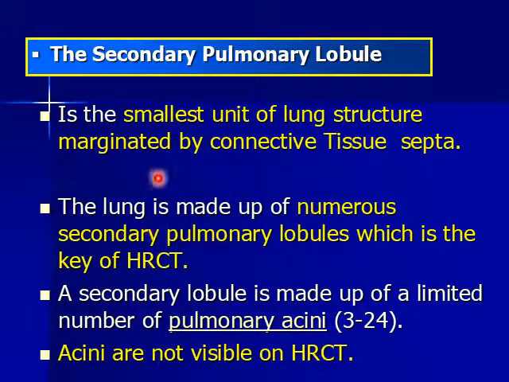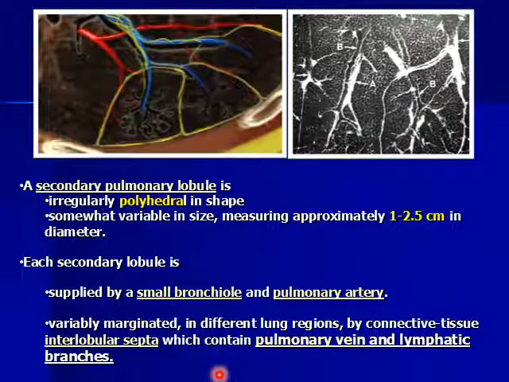Now let us discuss one of the keystones in the radiology of the chest. It is the secondary pulmonary lobule. It is the smallest unit of the lung structure marginated by connective tissue septi. The lung is made up of numerous secondary pulmonary lobules, which are the key of high resolution CT. Secondary pulmonary lobule is made up of a limited number of pulmonary acini. Acini are not visible on high resolution.